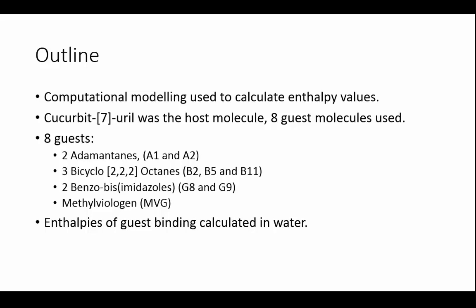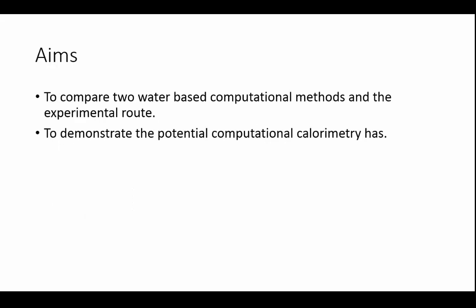The 8 guest molecules were made up of 2 adamantanes, A1 and A2, 3 bicyclo[2.2.2]octanes, B2, B5 and B11, and 2 benzimidazoles, G8 and G9, and methyl viologen. There were 2 main aims to this paper. The first was to compare how the enthalpy differed between the computational and experimental methods taken, and the second was to demonstrate the potential that computational calorimetry has in determination and understanding of thermodynamics.